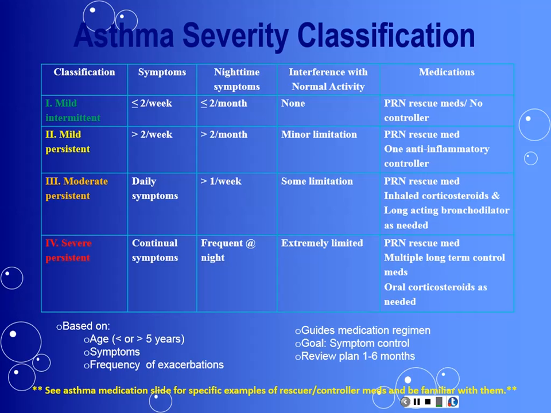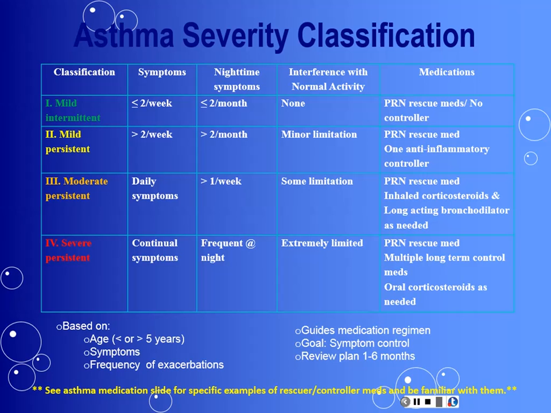Mild persistent, they're having more frequent symptoms at night and during the month. It causes minor limitation with their activity. And so these kids may need a rescue inhaler plus an anti-inflammatory controller.